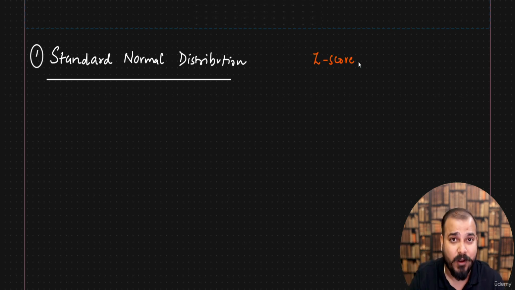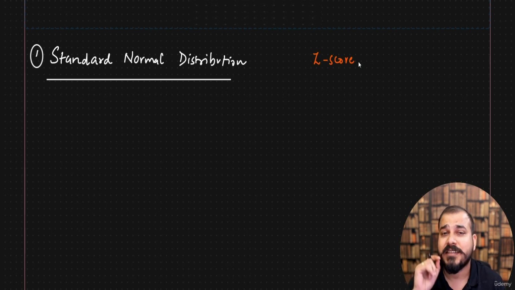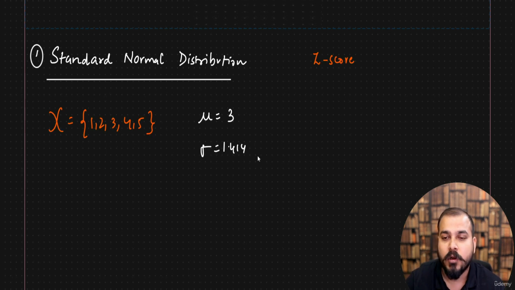I will show you the entire formula, the working, everything. But first of all, let's understand what exactly is standard normal distribution. Let's consider a random variable x, okay? It has some values 1, 2, 3, 4, 5. And let's consider this is following a normal distribution. If you compute the mean, it will be 3. And the standard deviation will be somewhere around 1.414. So if you compute it, 1 plus 2 plus 3 plus 4 plus 5 divided by 5 is nothing but 3. And the standard deviation is somewhere around 1.414 when you apply the variance and standard deviation formula.